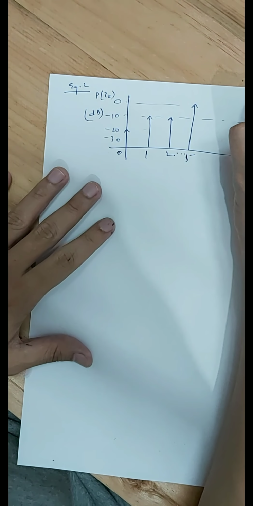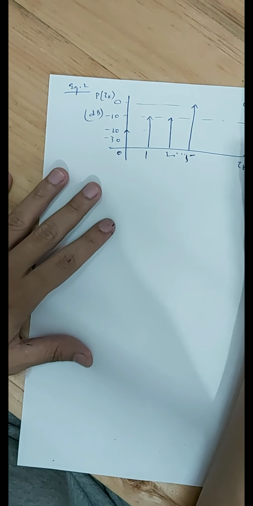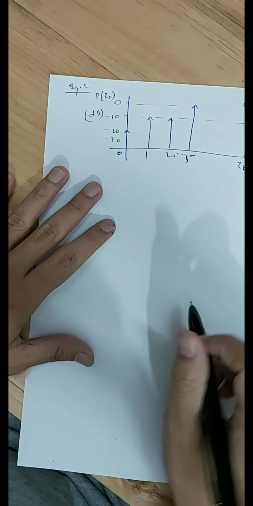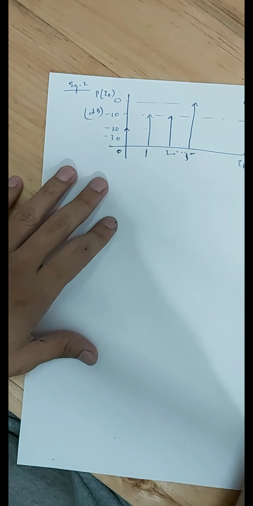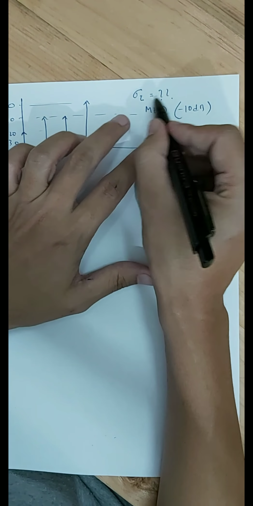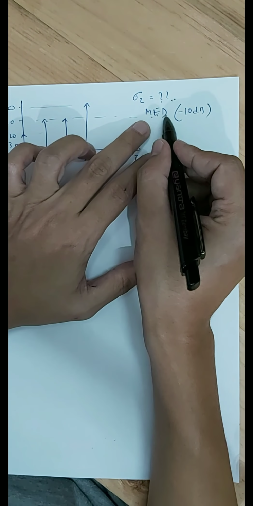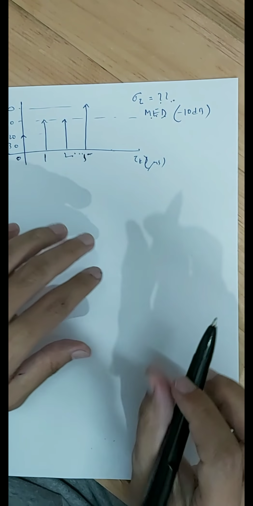Now I need to find sigma tau. I need to find mean excess delay for the threshold minus 10 dB. Okay, I need to find sigma tau, and I need to find maximum excess delay for the threshold minus 10 dB.